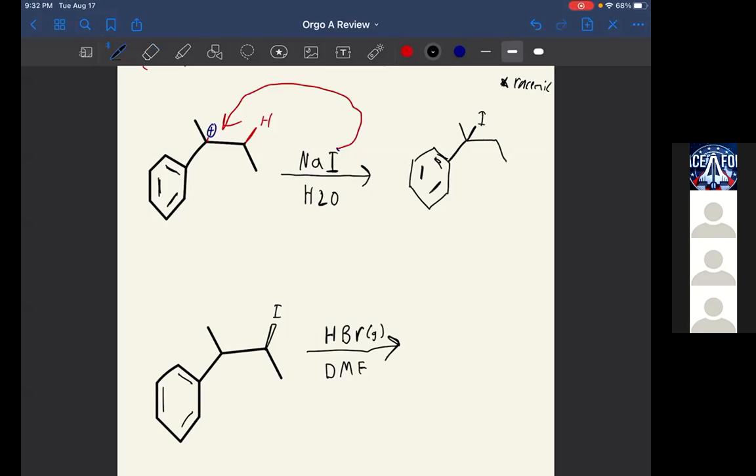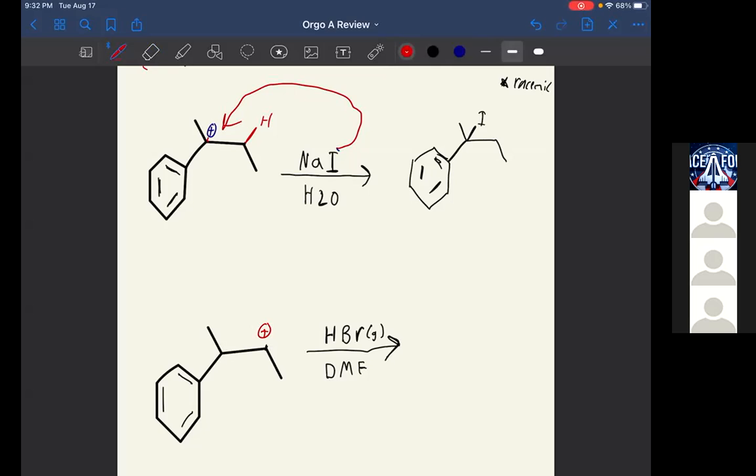Good to do the next one? Okay. So for the next one, all that's going to happen is iodine's going to leave. So that would then give you a secondary carbocation. Now that you have a secondary carbocation, you have HBr. And what's the weird thing I told you about HBr and the halogens? They can either go SN1 or SN2 on a secondary carbocation.